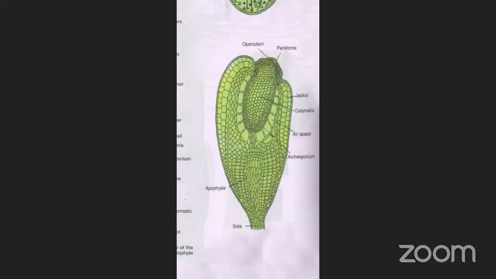So the capsule is a pear-shaped structure whose basal sterile part is known as the apophysis. The outermost layer is the epidermal layer, below which are massive parenchyma cells in which chloroplasts are present.